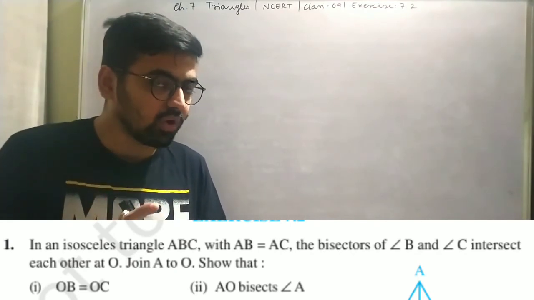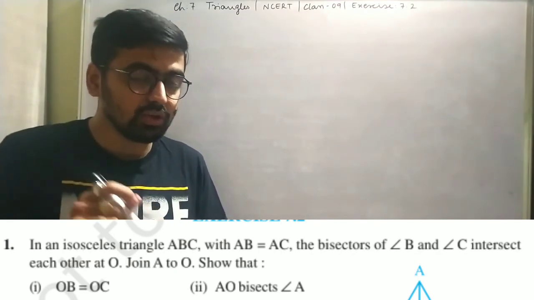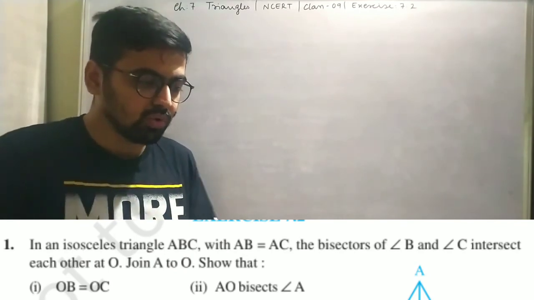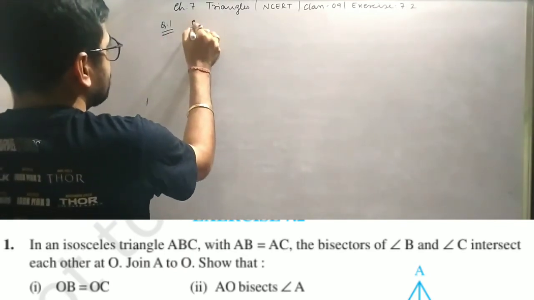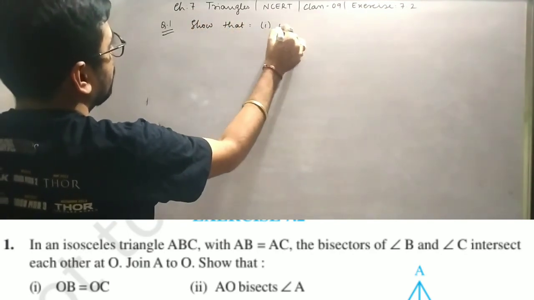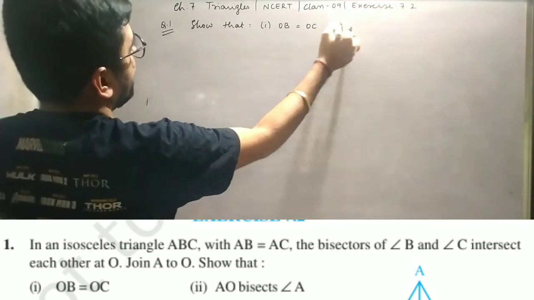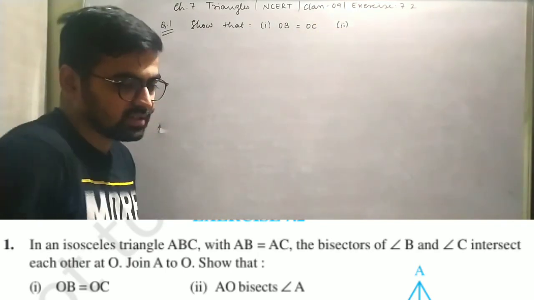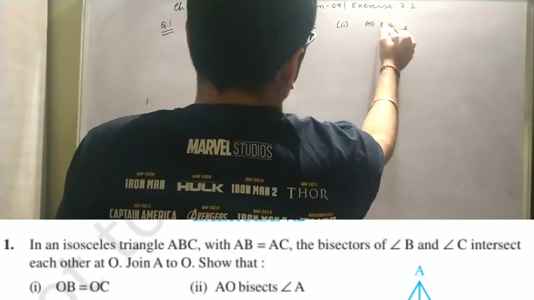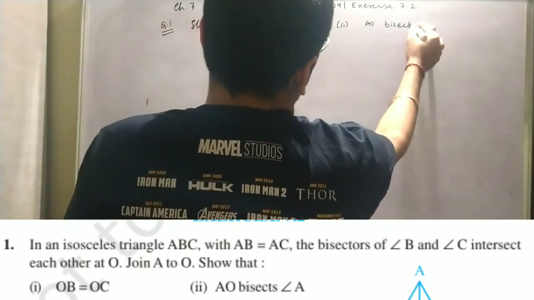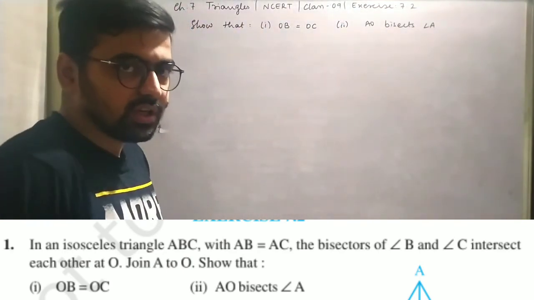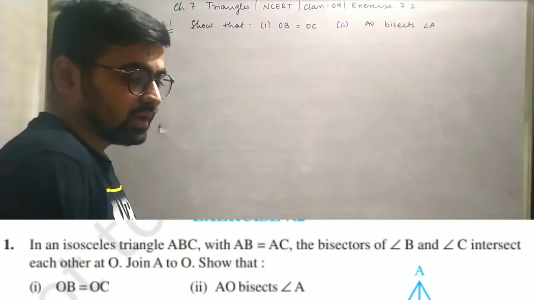Now the figure is not given. Join A to O. Show that first OB equals to OC. What are we supposed to show? OB equals to OC. And second, we are supposed to show that AO bisects angle A. Now read the question carefully because we have to draw a figure by ourselves.